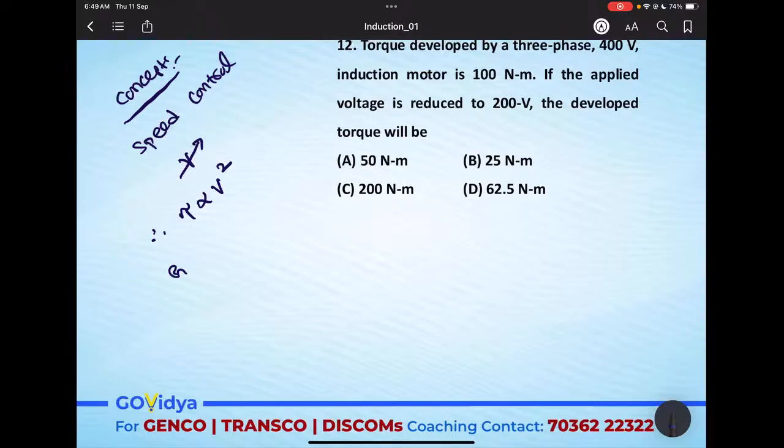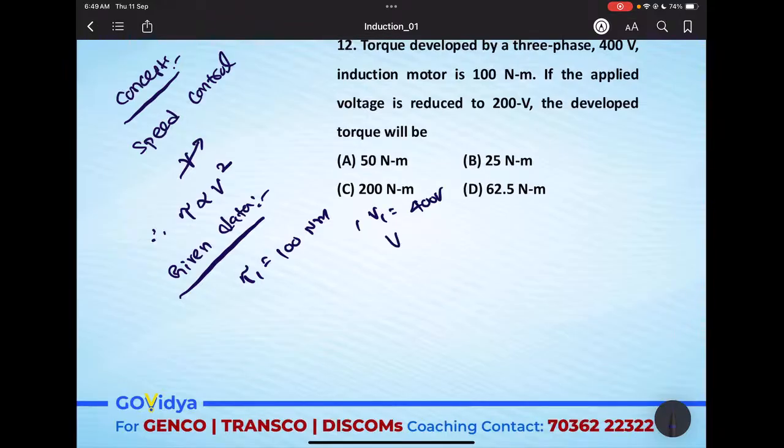Let's note down the given data. What is the given data? Torque T1 is given as 100 Newton meter, V1 is given as 400 volts, V2 is given as 200 volt. We need to calculate T2.